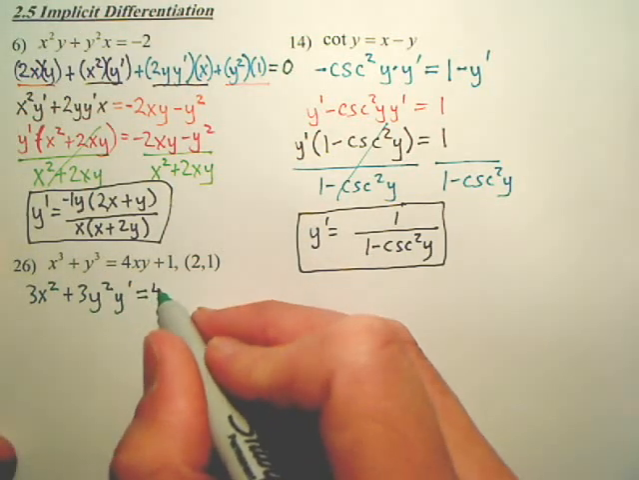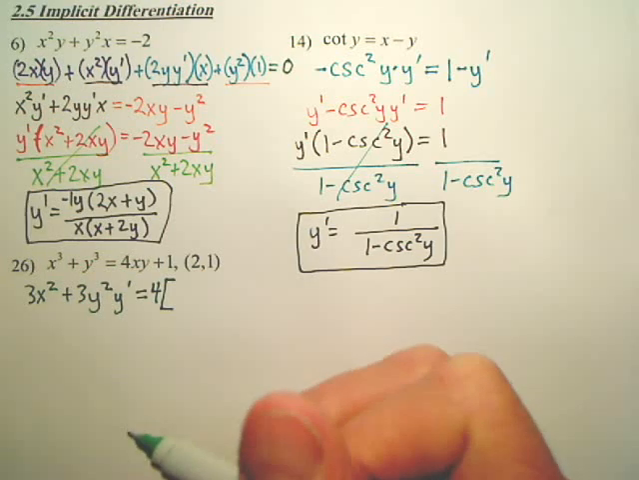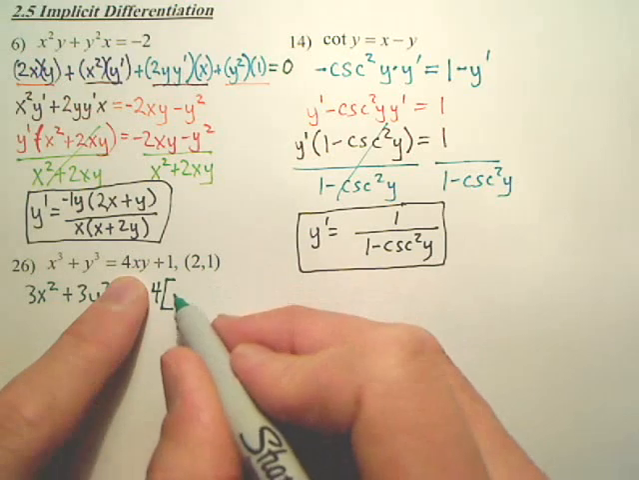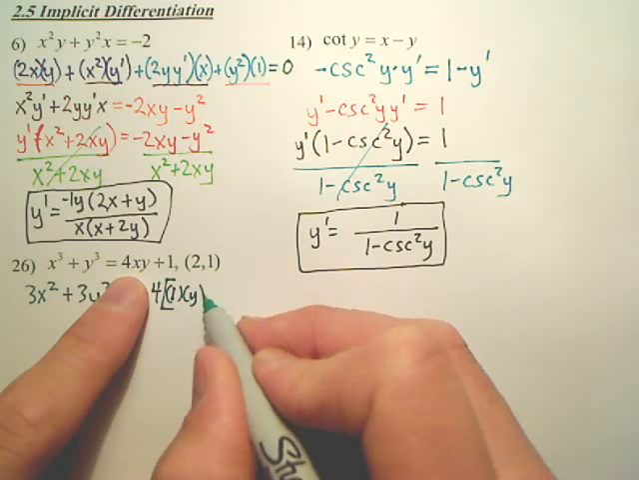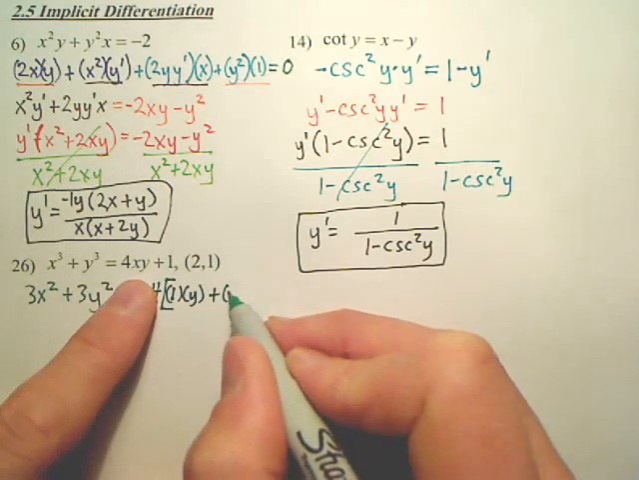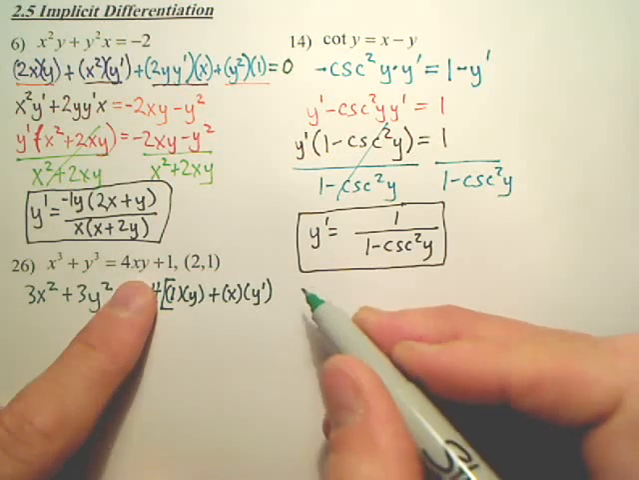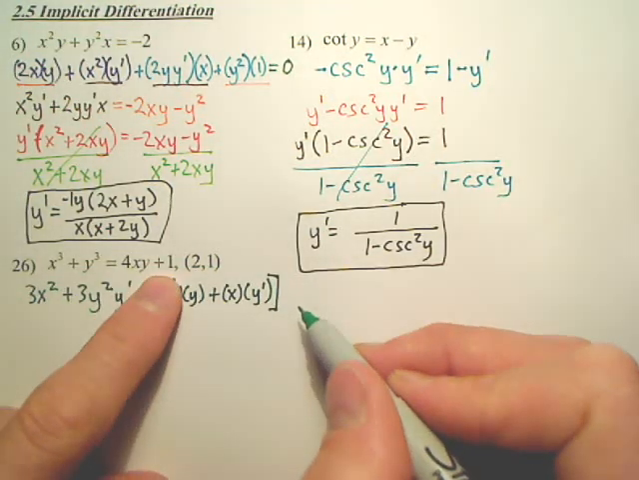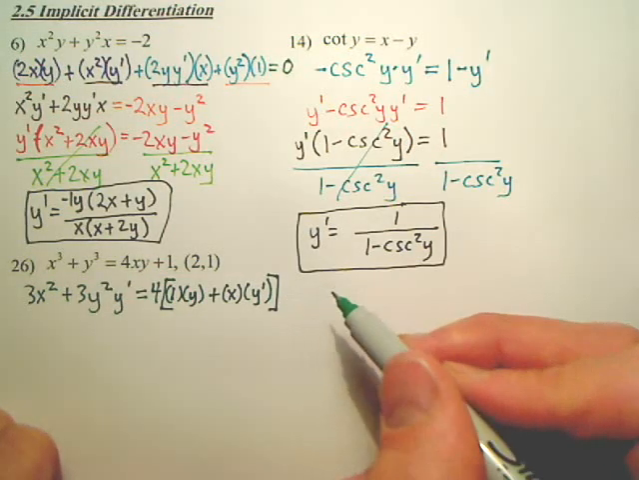Now, I'm going to put the 4 out front of the product rule. Is that okay? Derivative of x is 1. Leave y. Leave x. Derive y. And what's the derivative of 1? Can I put plus 0? Or could I just leave it?